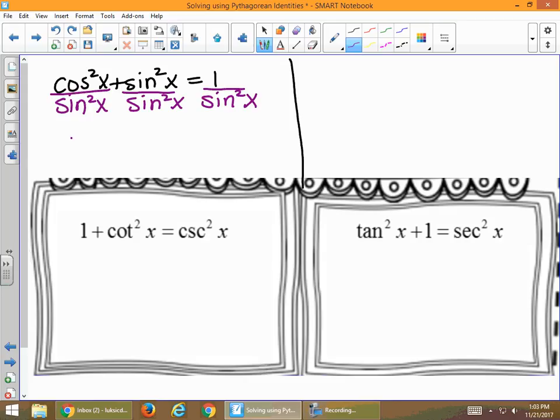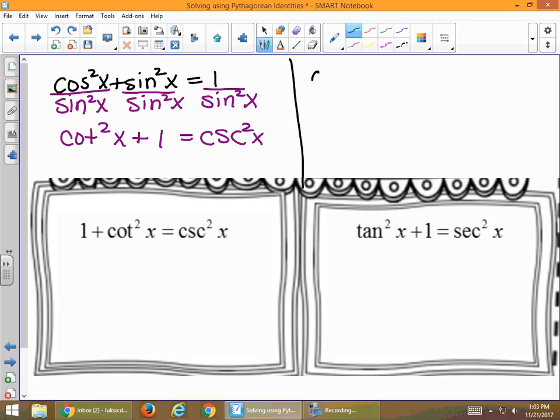So cosine squared over sine squared is cotangent squared. Sine squared over sine squared is 1. 1 over sine squared is cosecant squared. And cotangent squared plus 1 is the same as 1 plus cotangent squared. Those are the same. Again, any legal algebra you do to this is also an identity. So if you wanted what cotangent squared is equal to, you could subtract the 1 over. We're never taking the square root of both sides here, though. This doesn't work for singlets. It only works for squares.